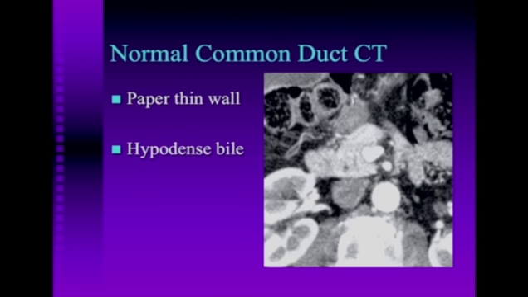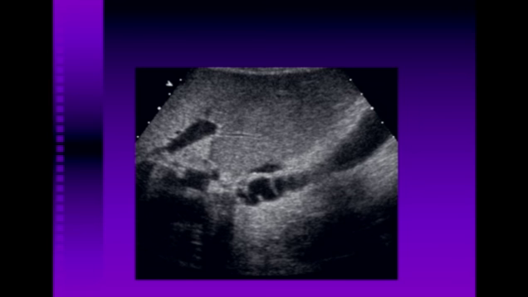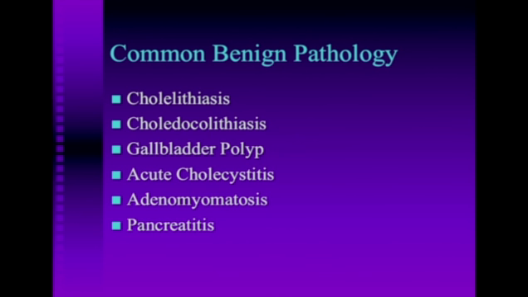Now on a CT, we can also see it as a circle of hypointensity or hypodensity, again containing the bile within the pancreatic head. This is an example of the cystic duct, and you can see this circular or spiral type of appearance. This is due to the spiral valves of Heister, which are commonly seen in this region.